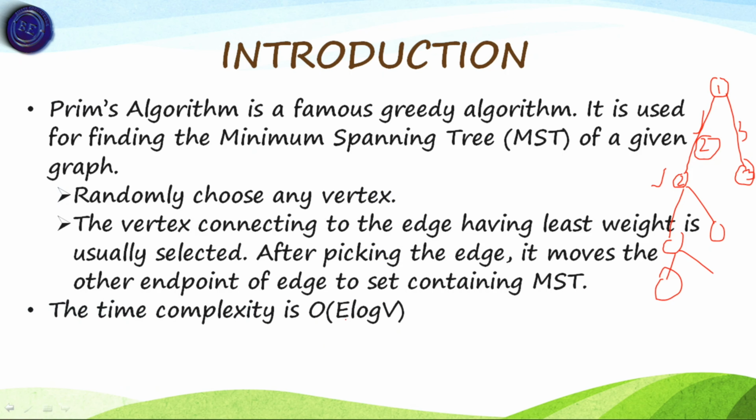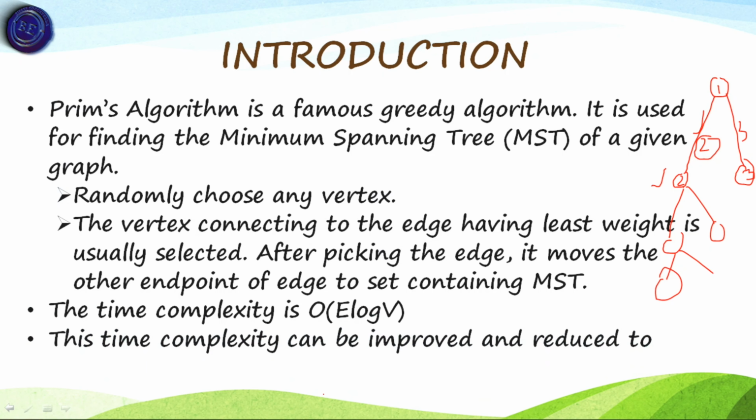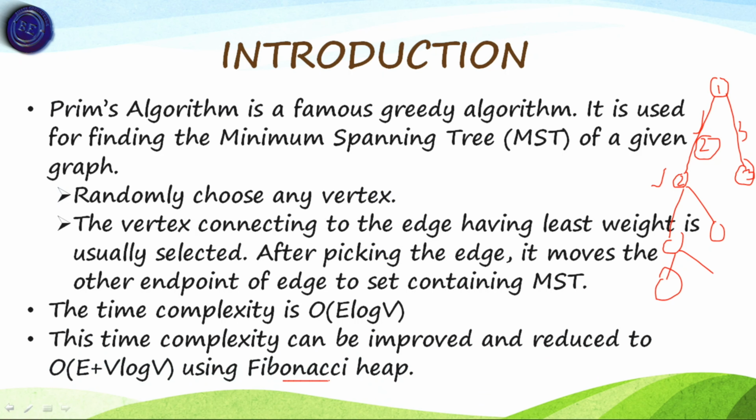The time complexity of Prim's algorithm is order of E log V, while it was improved by using the Fibonacci heap. In the Fibonacci heap, the time complexity is order of E plus V log V. So the time complexity is reduced when it is constructed with respect to the Fibonacci heap.